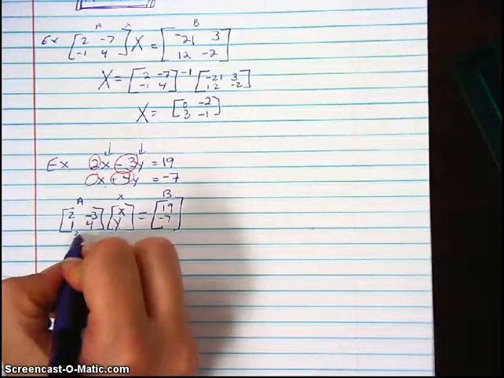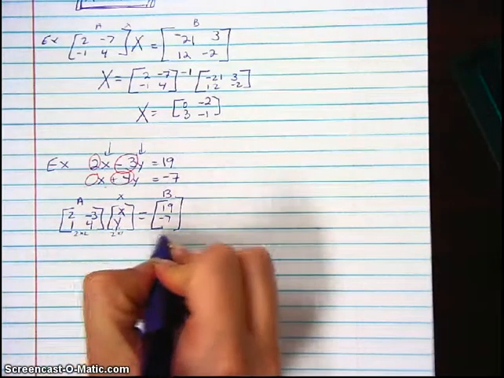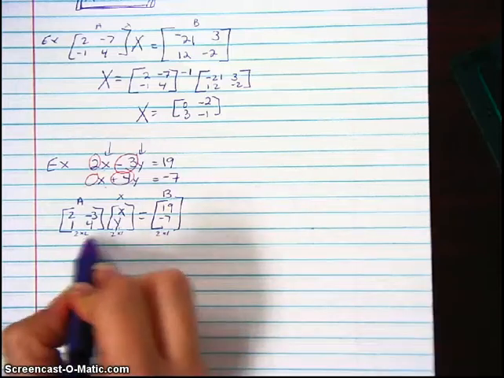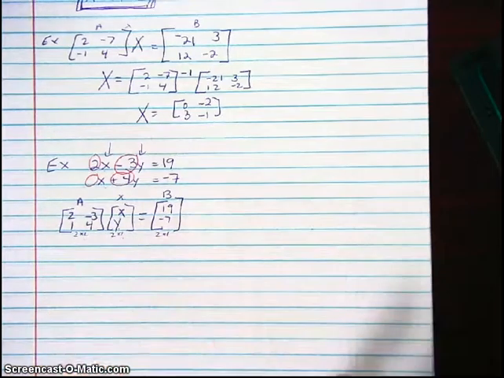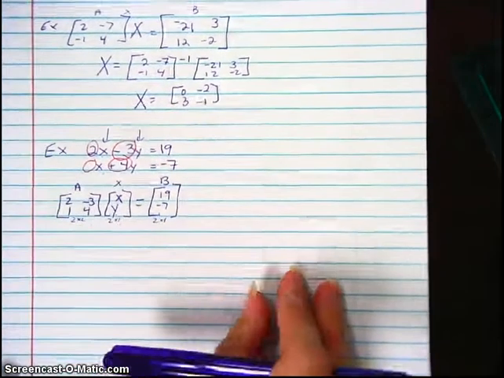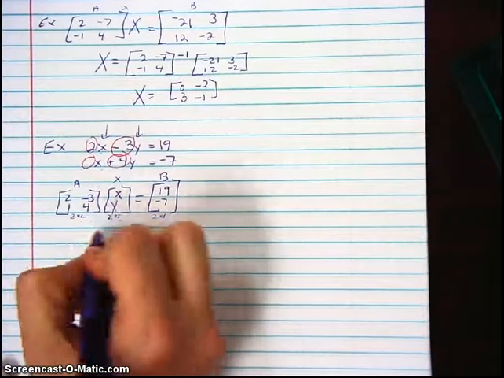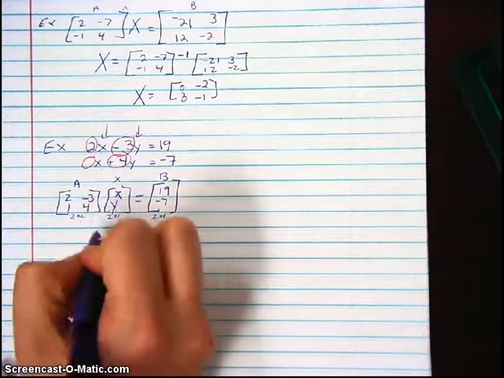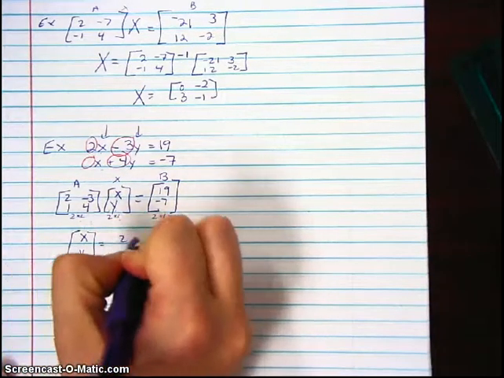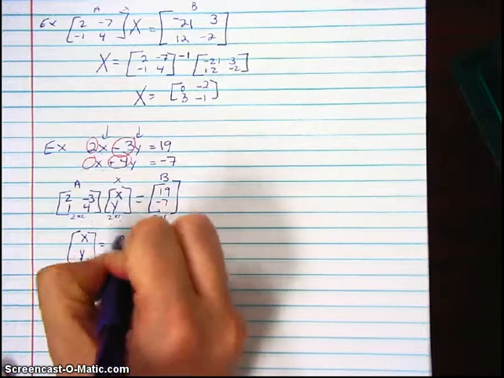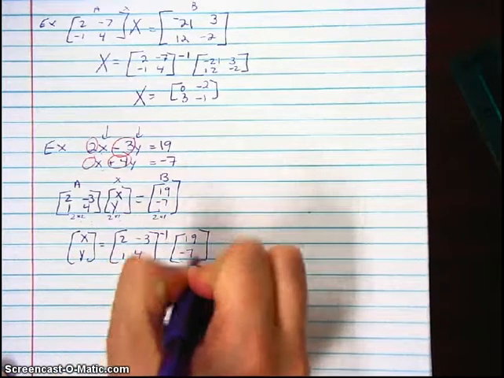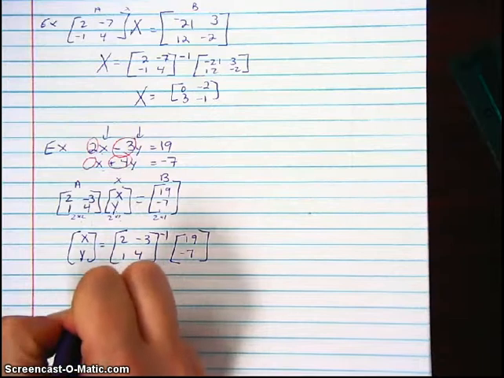Now you notice this is a 2 by 2 and a 2 by 1 and another 2 by 1. This is going to work out because of the 2 by 2 and 2 by 1. There are situations where you can't do this, however, we're not going to be looking at those in this course this year. So again, we need to do A inverse times B, so X, Y will be equal to 2, negative 3, 1, 4 inverse times 19, negative 7. So we'll type that into our calculator.